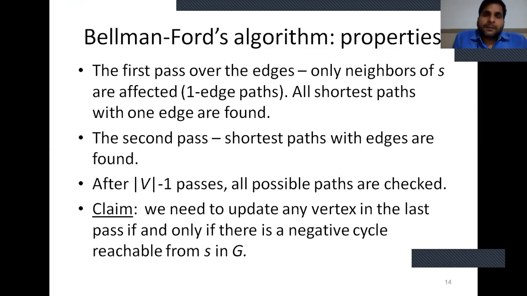So the properties of the Bellman-Ford algorithm are as follows. In the first pass over S, only the neighbors of S are affected. All shortest paths with one edge from S are found. In the second pass, shortest paths with two edges from S are found. After |V| minus 1 passes, all possible paths are checked. If we need to update any vertex in the last pass, it happens if and only if there is a negative cycle visible from S in graph G.